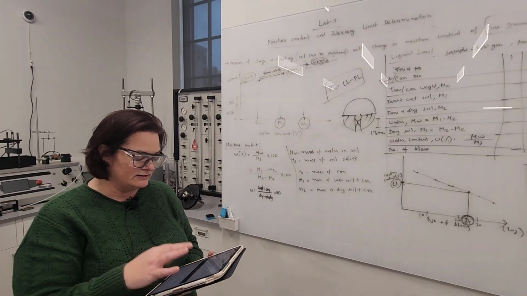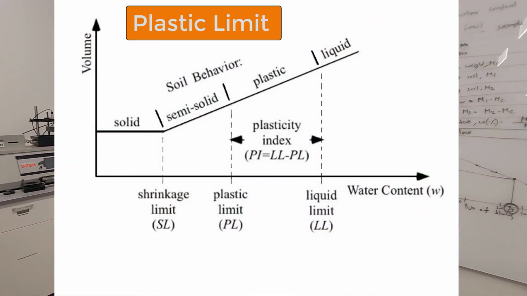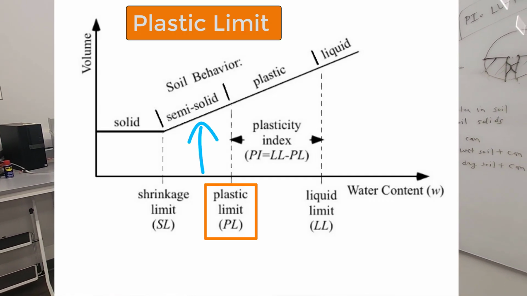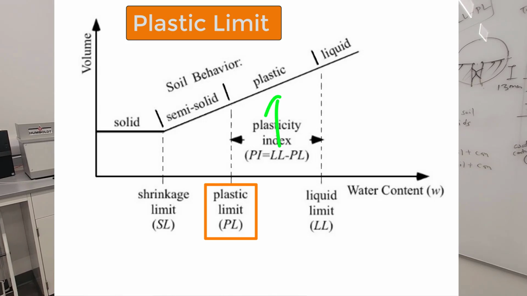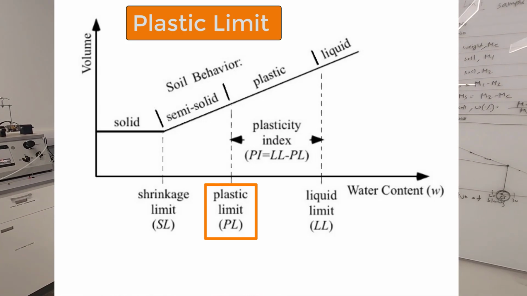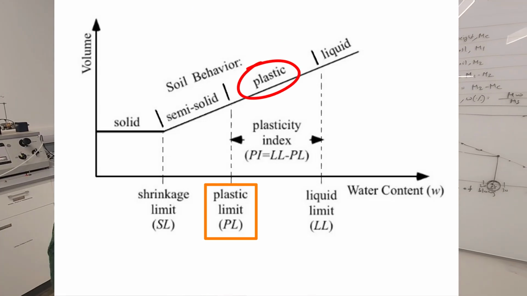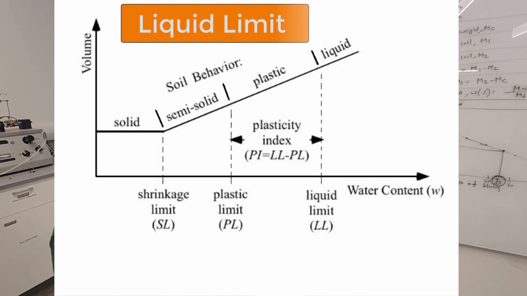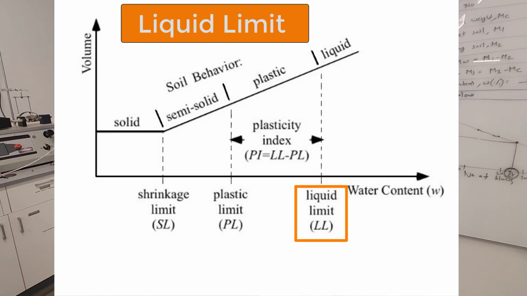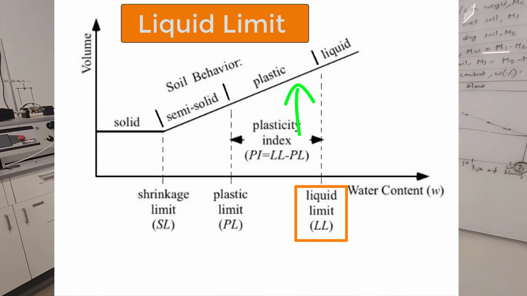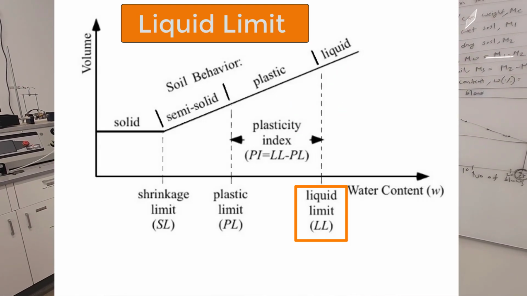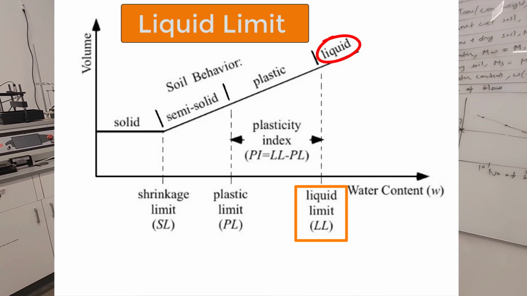The plastic limit is the water content at the division between the semi-solid phase and the plastic phase. Above the plastic limit, the soil begins to exhibit plastic properties. And then the liquid limit, a higher moisture content, is the moisture content at the division between the plastic phase and the liquid phase. Above this liquid limit, the soil begins to exhibit liquid properties.